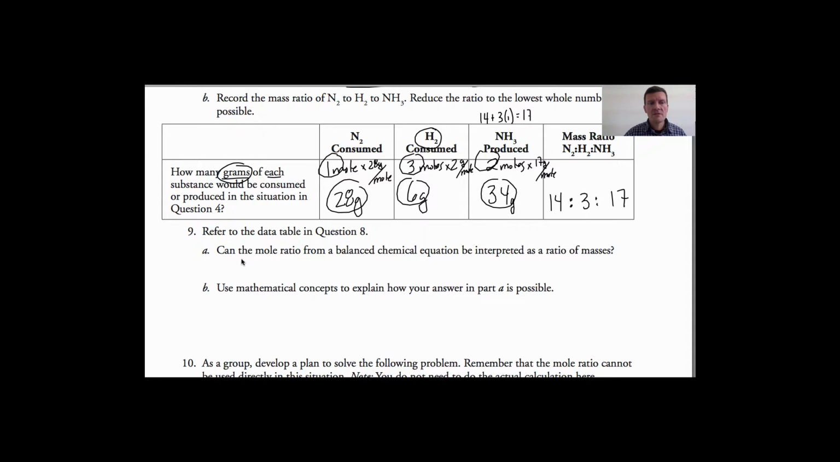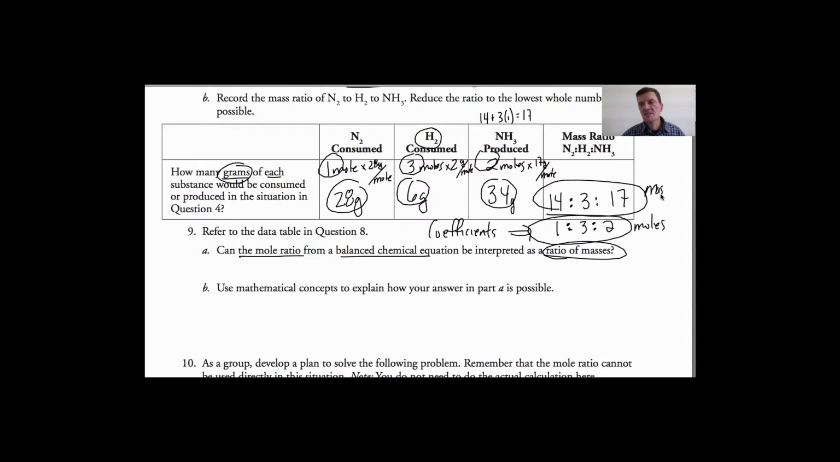Alright, the point here is, can the mole ratio from the balanced equation be interpreted as a ratio of masses? No, this is not the 1 to 3 to 2 ratio. This one is for moles, and these are your coefficients. 14 to 3 to 17, that's mass. These numbers are nowhere on the balanced chemical equation. Never will be for mass. So you have to realize that the balanced equation, those coefficients are giving you the molar ratios. Okay?